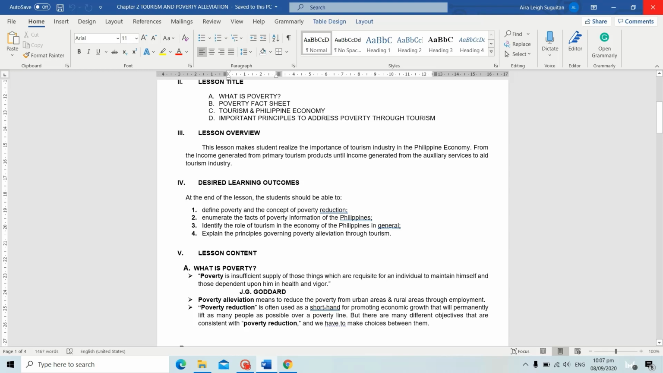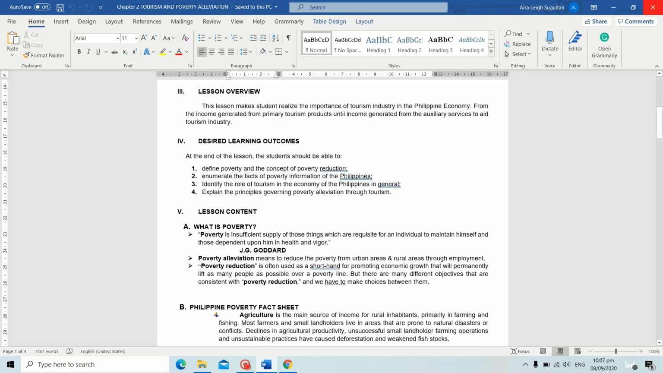What is poverty? So according to J.G. Goddard, poverty is the insufficient supply of those things which are requisite or required for an individual to maintain himself and those who are dependent on him in health and vigor. So what are those? Those are providing the physiological needs of a person. What are the physiological needs of a person? So let's use the Abraham Maslow's hierarchy of needs. The physiological needs of a person would be food, shelter, and clothing.